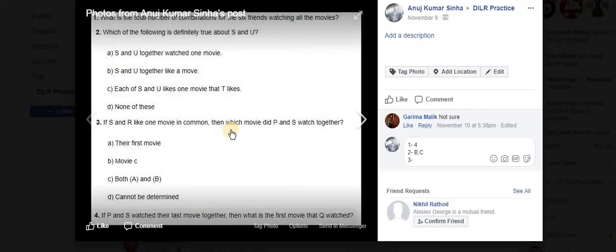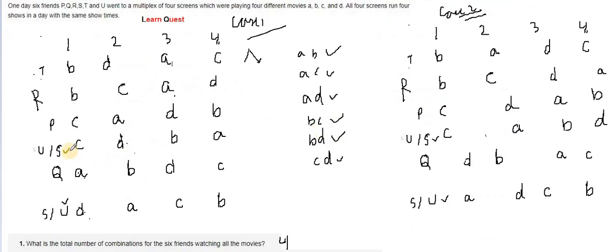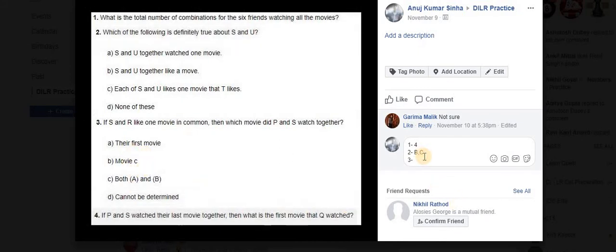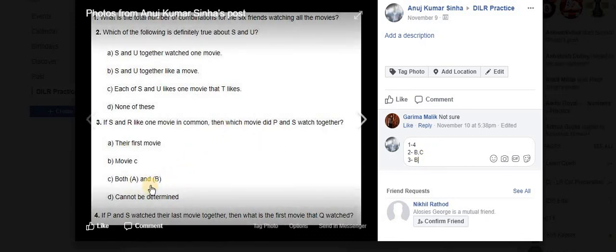Okay. Now the question was saying, which movie did P and S watch together? So this is S and this is P. Which movie do they watch together? Movie C. In this case, which movie do they watch together? Movie C. So the answer for this will be movie C. Movie C, third one. So the answer for this question will be option number B. Both A and B is also there.